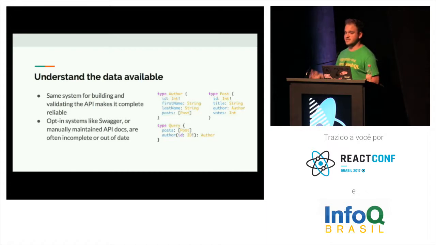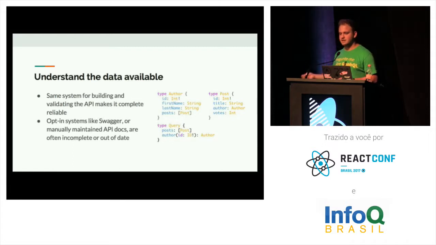So you might have heard of systems like Swagger or API documentation. But the problem is those are often incomplete or they're out of date. I've met tons of developers going to companies and talking about GraphQL that don't trust their Swagger schema definitions.